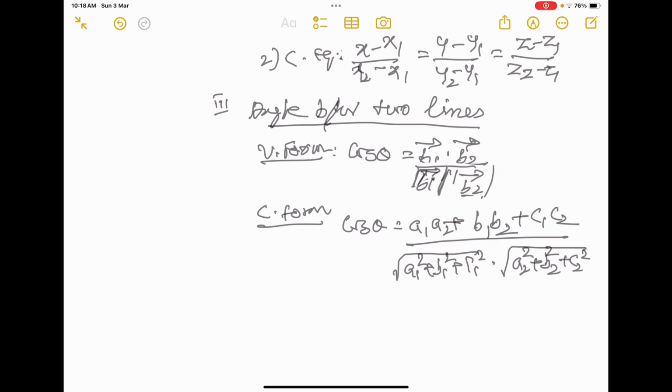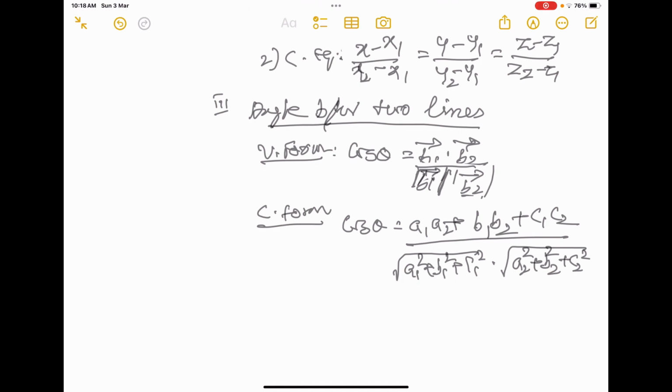Where vector forms are vector r equal to vector a1 plus lambda b1, and vector r equal to vector a2 plus lambda b2. From that we get b1 and b2. In Cartesian form, (x minus x1) by a1 equal to (y minus y1) by b1 equal to (z minus z1) by c1. And the second line, (x minus x2) by a2 equal to (y minus y2) by b2 equal to (z minus z2) by c2. From those we get a1, b1, c1, a2, b2, c2.